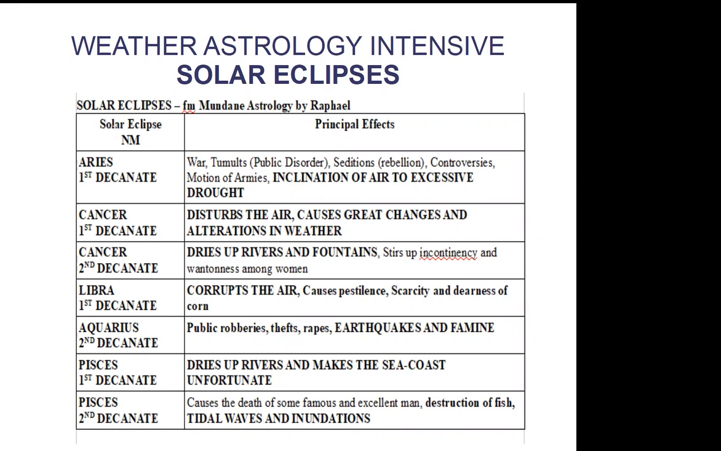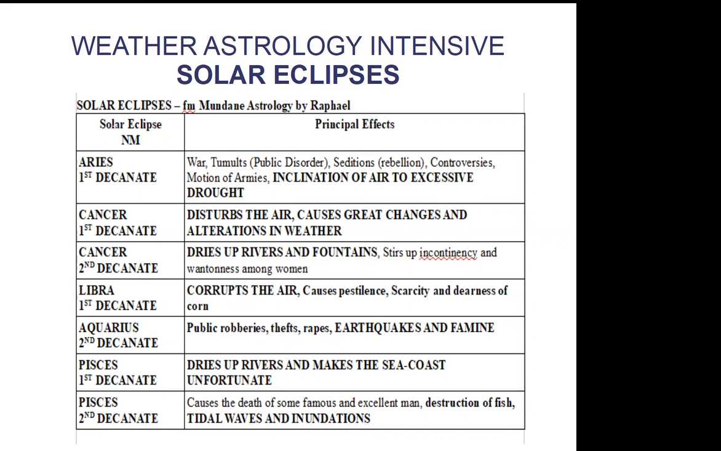Aquarius second decanate, earthquakes and famine. The solar eclipse in Pisces first decanate dries up the rivers and makes the seacoast unfortunate. You know, probably massive big waves and tides and things. Pisces second decanate, we're looking at tidal waves and inundations if the solar eclipse falls there.